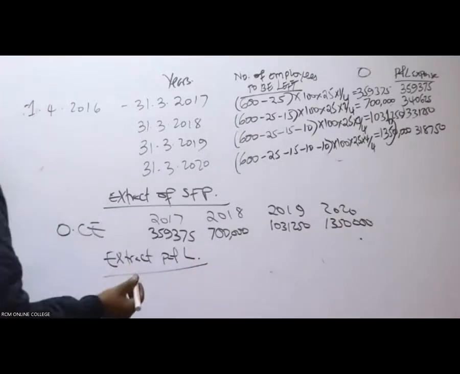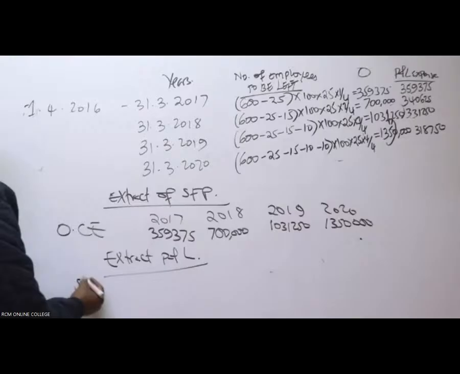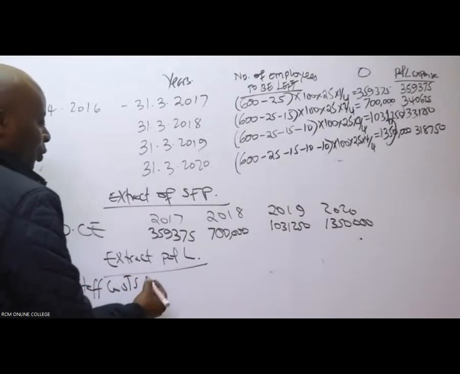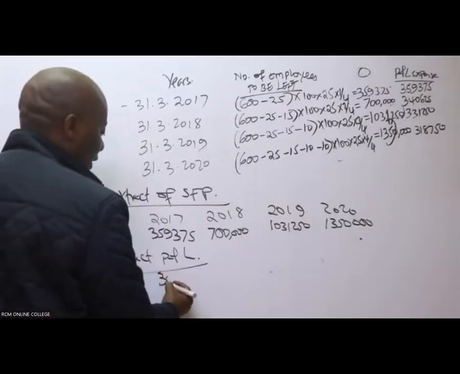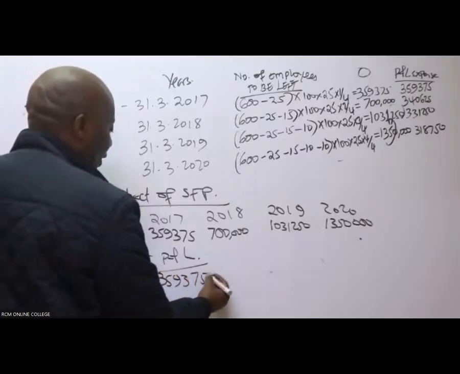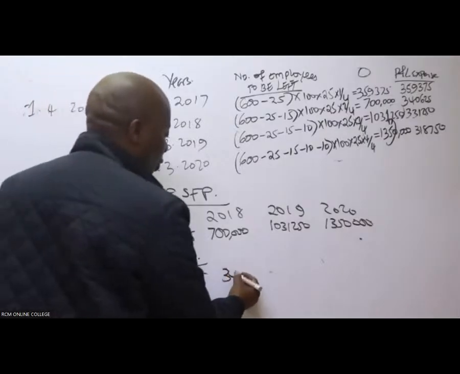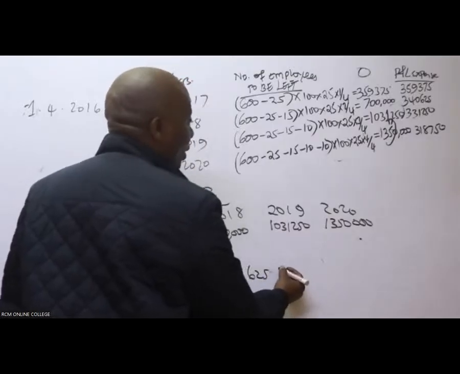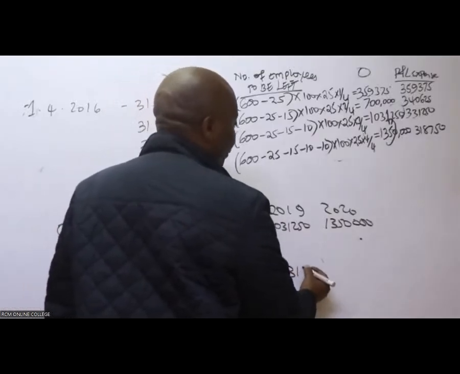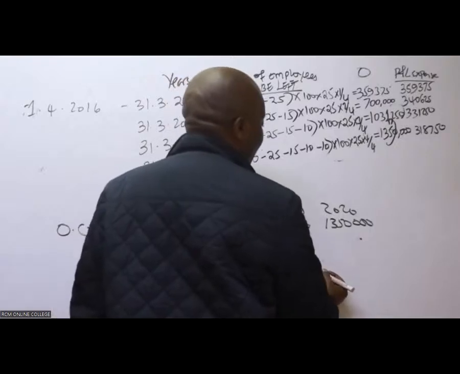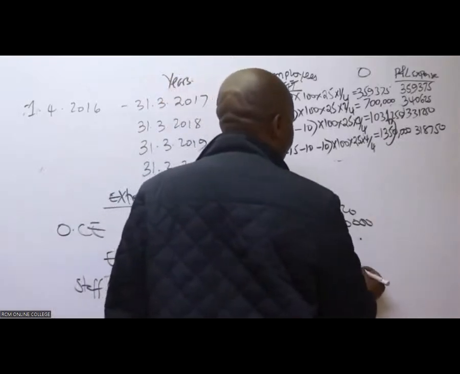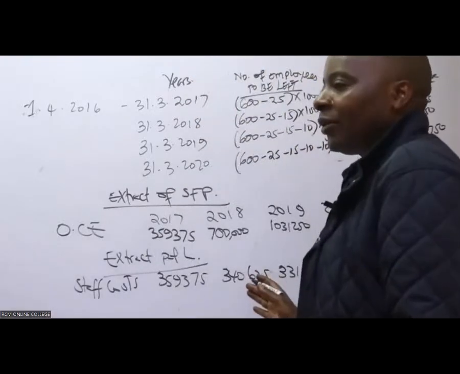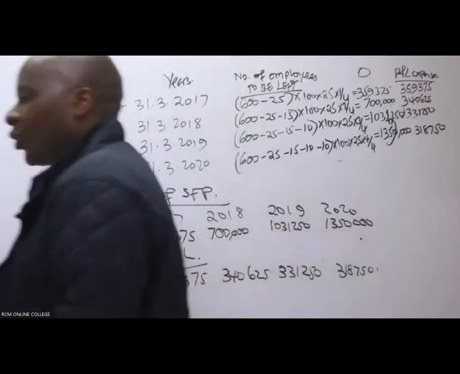Extract means part of it. So we have what we call the staff costs for those same years. So we have 359,375, we have 340,625, we have 331,250, we have 318,750, and then of course you are now very okay. Extracts are down there.